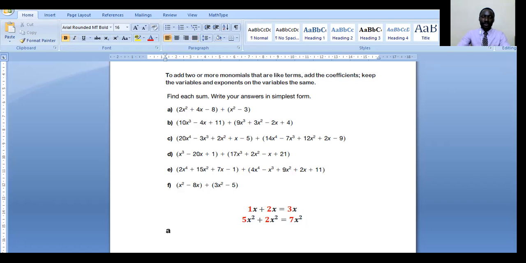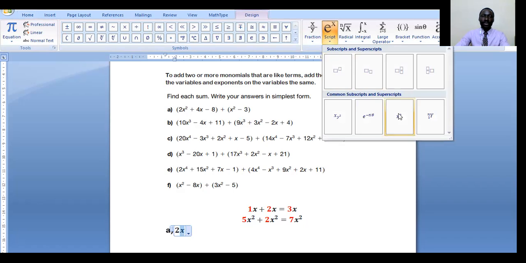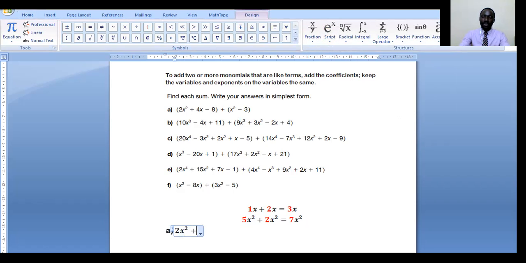Well, let's start with A. This A has got 2x squared plus 4x minus 8. So we'll write that down: 2x squared plus 4x minus 8.